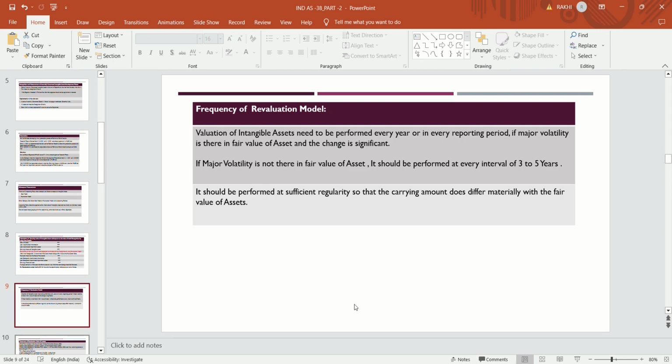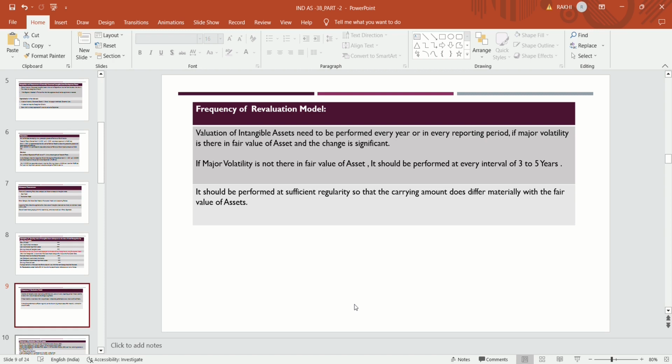How frequently will they revalue? The entity should revalue the intangible asset. Valuation of an intangible asset needs to be performed every year, or in every reporting period, if major volatility is there in the fair value of the asset and the change is significant. If the volatility is high in the fair value of the asset and the change is very significant, then the entity should perform revaluation every year or in every reporting period.